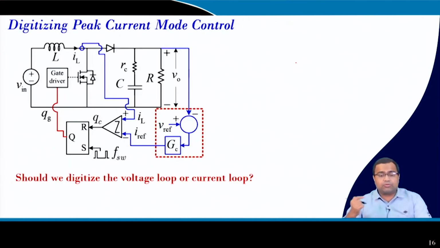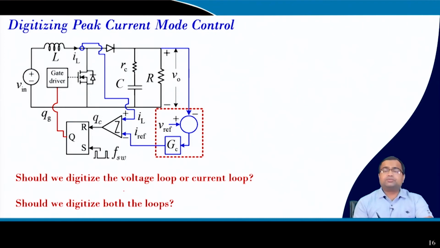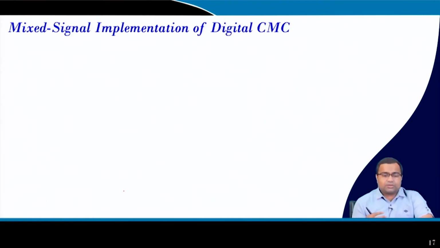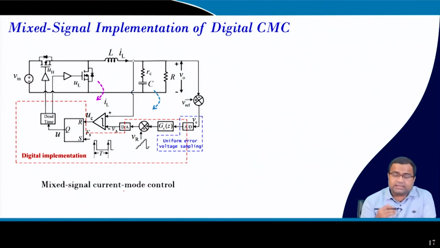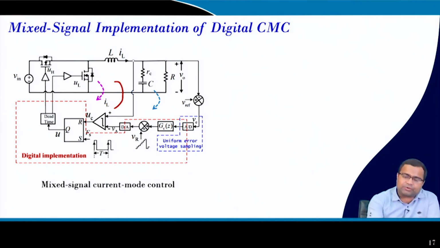So, the next question: how do you digitize the peak current mode control? Should you digitize the voltage loop, should you digitize the current loop, or should you digitize both loops? One solution is mixed signal. Since our current loop requires fast dynamics and we need to retain the ripple information, we should not digitize the current loop. So, let the current loop stay in the analog domain, but the voltage loop in the digital domain.